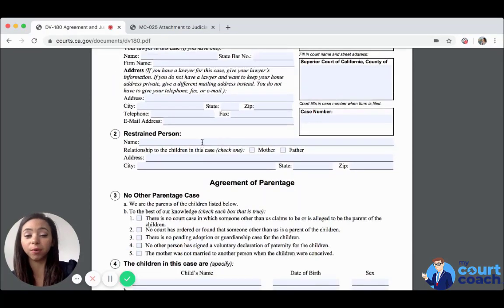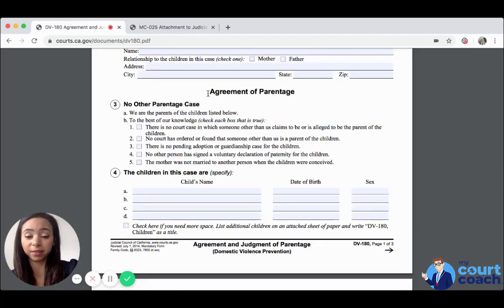The restrained party would provide their name and then what's their relationship to the children, whether they're the mother or the father, and then their mailing address. And you'd want to use the address that is on file that is consistent with your request for the domestic violence restraining order.